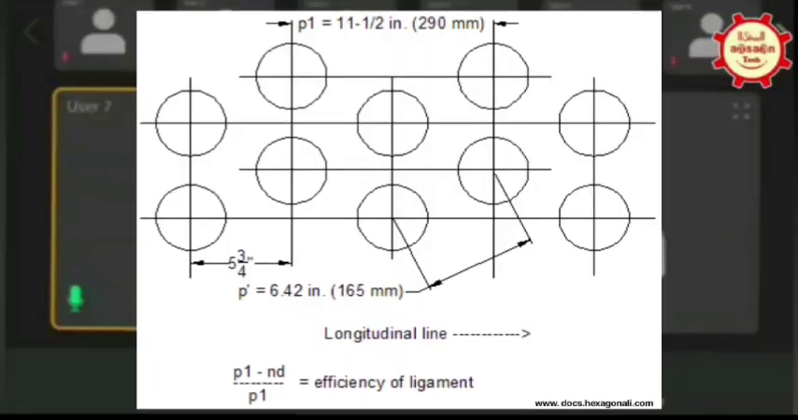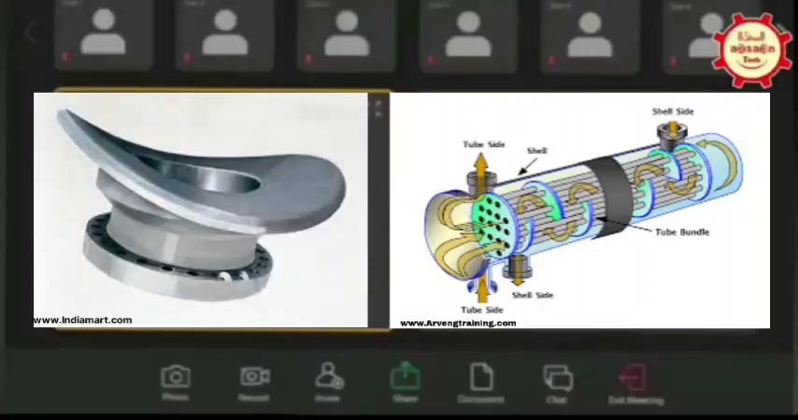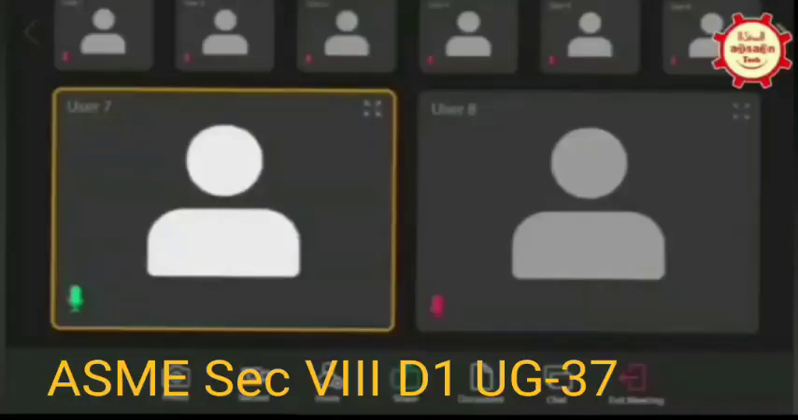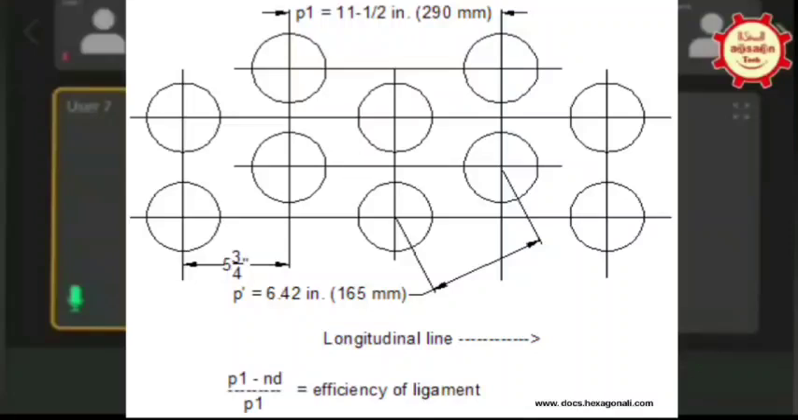Yeah, Anshu, tell me. The ligament efficiency you have to use for the shell where your holes are, not just for the nozzle. You can have a self-reinforced nozzle, but you are actually having multiple holes in the shell, so you have to check. Generally, there is a clause in UG-37 also that for a nozzle falling in the criteria of UG-53, you don't have to calculate reinforcement. You just have to use the ligament joint efficiency.